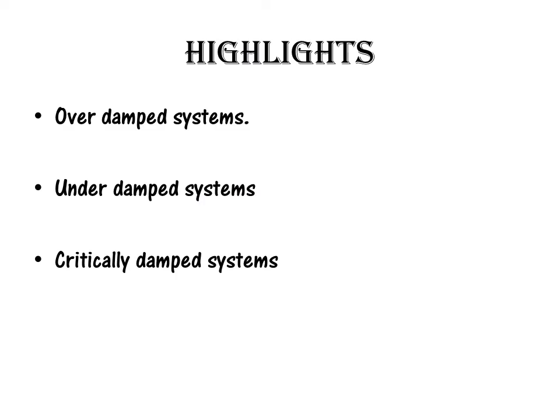Hello everyone. Today we will see the different types of damping. There are three different kinds of damping. They are referred to as overdamped, underdamped and critically damped systems.